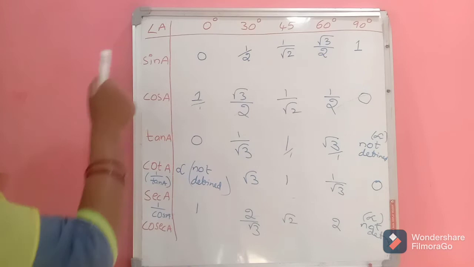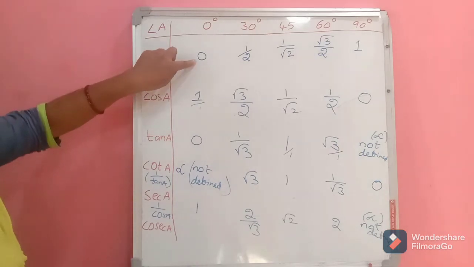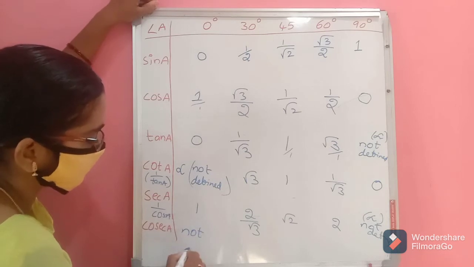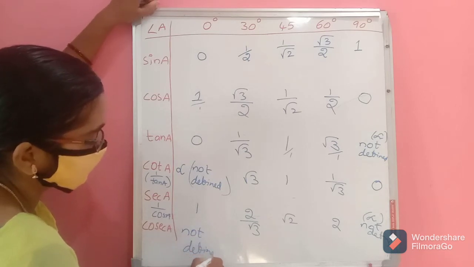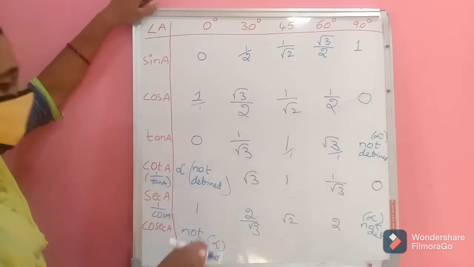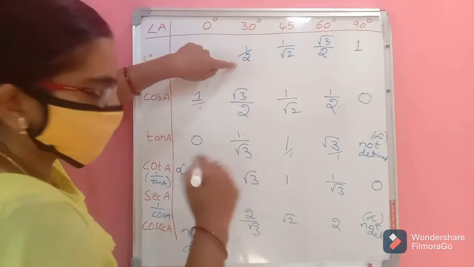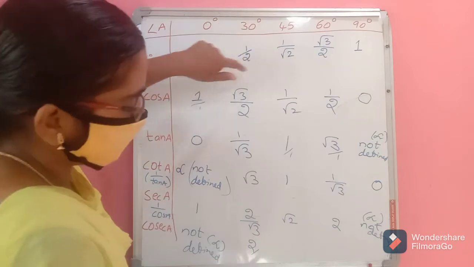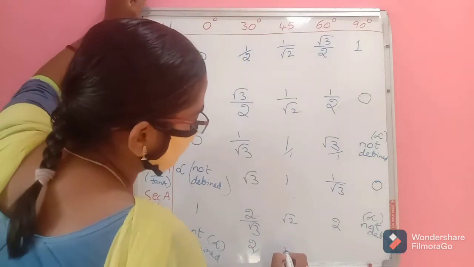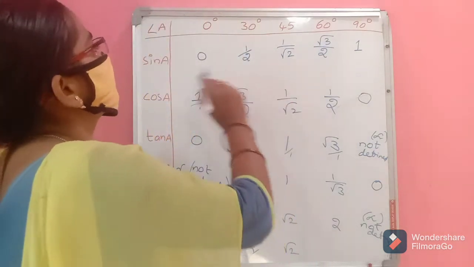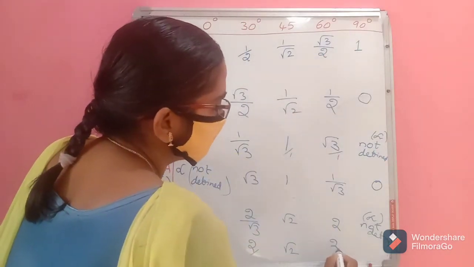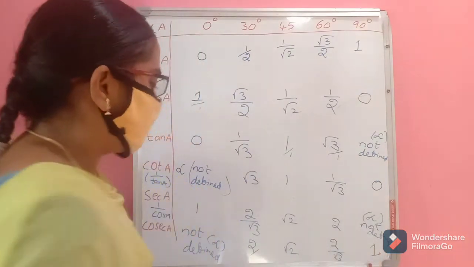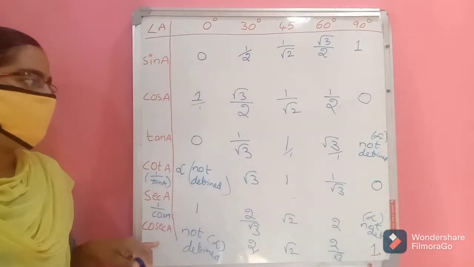Next, cosec. Cosec is a reciprocal of sine. This is 0, its reciprocal 1 by 0, not defined, infinite. Next, 1 by 2, reciprocal 2 by 1 means 2. 1 by root 2, root 2 by 1, root 2. Next, root 3 by 2, 2 by root 3. Here 1 means this is also 1. So, these are the values.